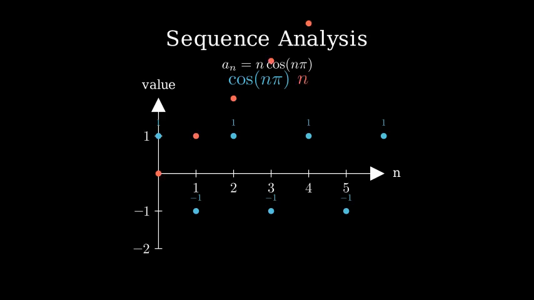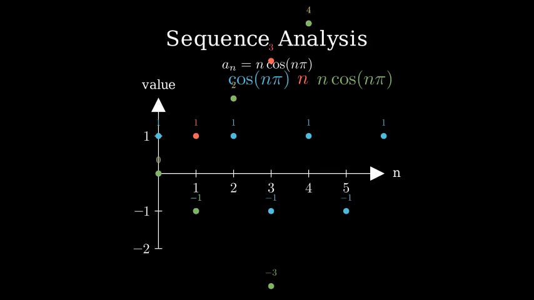Now let's look at n. As n increases, it grows linearly without bound. The values are simply 1, 2, 3, and so on. When we multiply these together, we get our sequence n times cosine of n pi. The values alternate between positive and negative n, growing larger in magnitude as n increases.